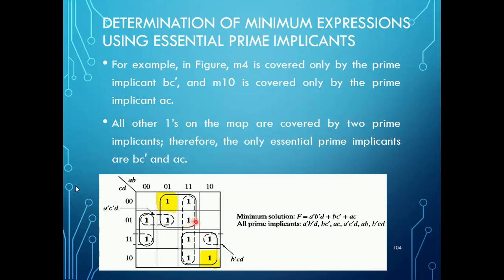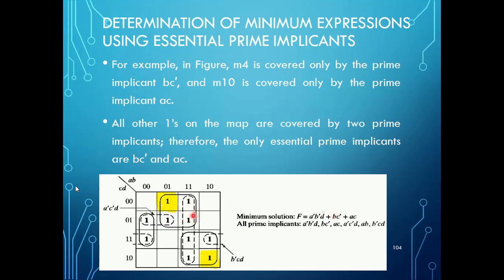So finally, there are many prime implicants. You see here, there are a number of prime implicants, but only two of them are essential: that is B C bar and AC. So B C bar and AC have to be included in the final expression. Okay, you cannot reject that.